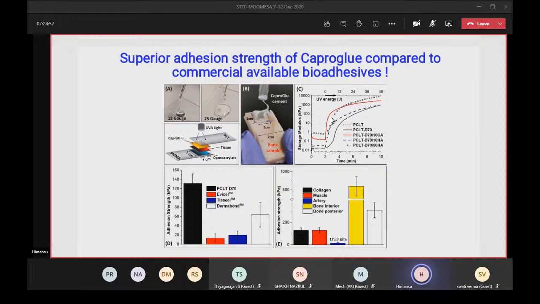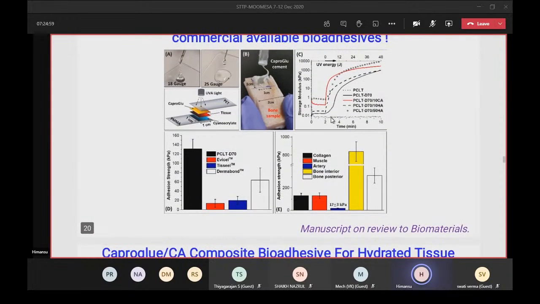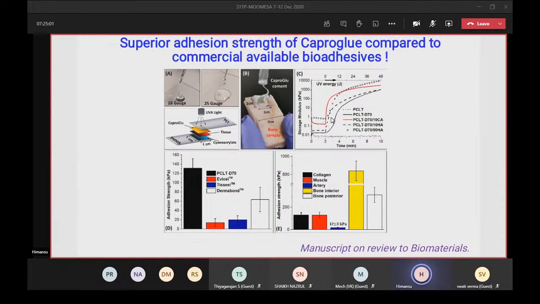So we compared. What we are getting here is that our adhesive has a very high mechanical strength, adhesive strength, than the other adhesives available on the market. But the only thing is the immunological part we need to focus on. In terms of adhesion, it is very high.